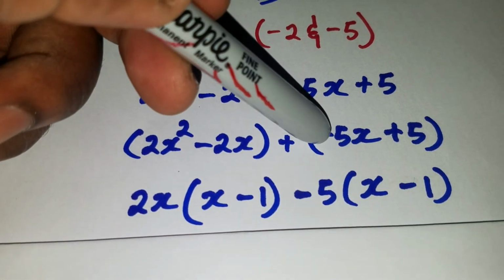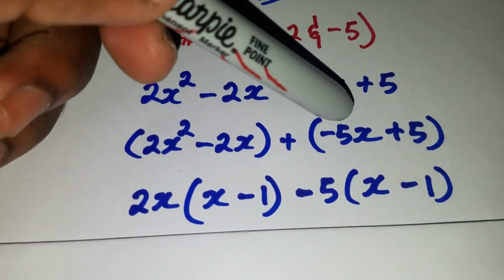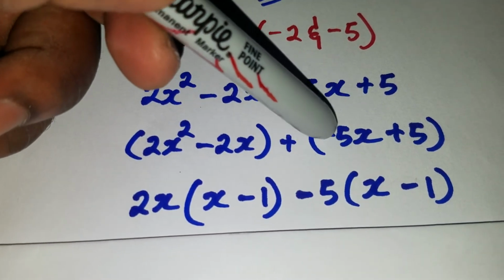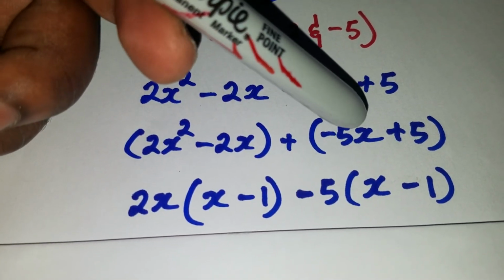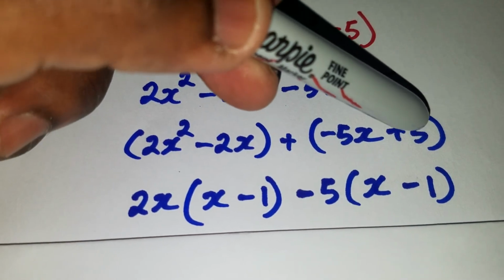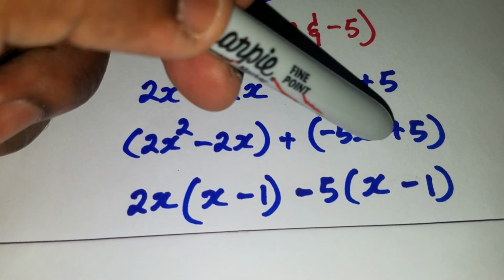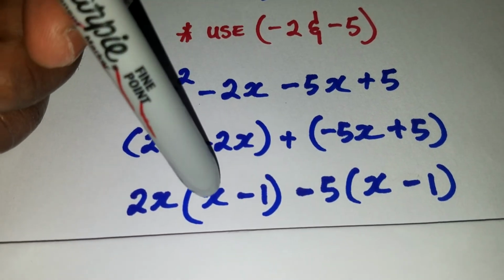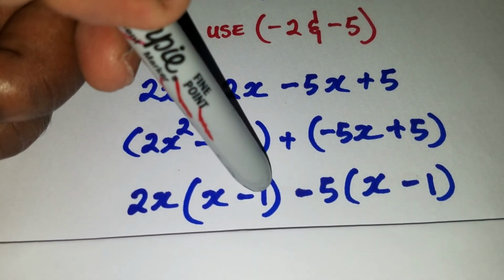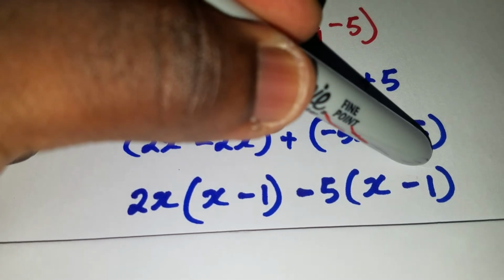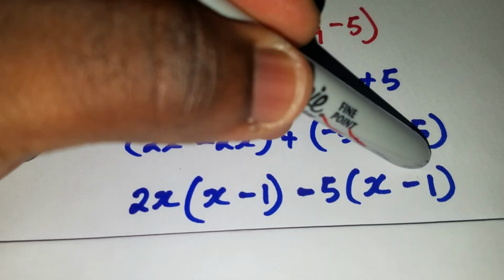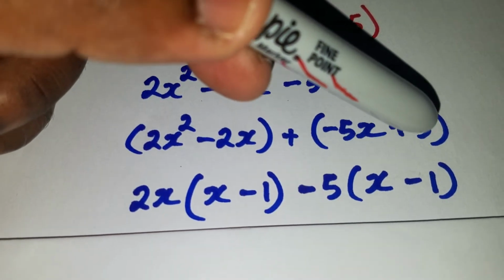Now in this case, it's a bit tricky. On this side, the common term is obviously 5. But if we were to factor out 5 out of negative 5x, we're going to be left with negative x. And if we factor out 5 out of positive 5, we're going to be left with positive 1. However, what we want is x minus 1. So how can we get it in x minus 1 instead of having negative x plus 1?